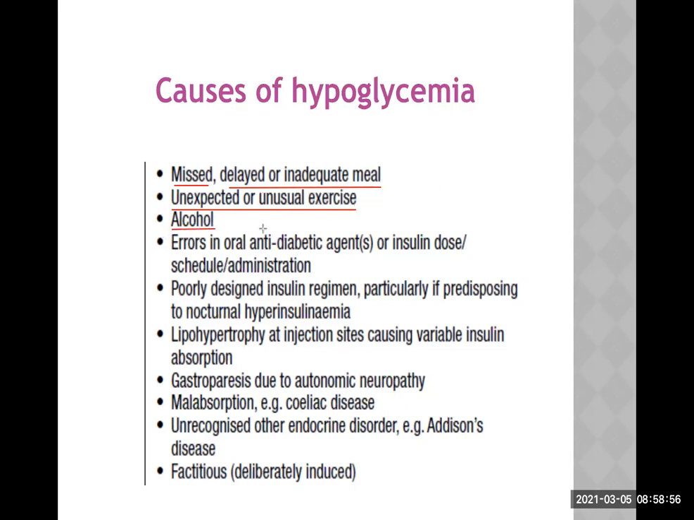Alcohol. Alcohol is an important cause of hypoglycemia. Can anybody tell me how alcohol causes hypoglycemia? Anyone? Yes, sir. Because he will have anorexia, he will not eat, so that leads to decreased glucose.